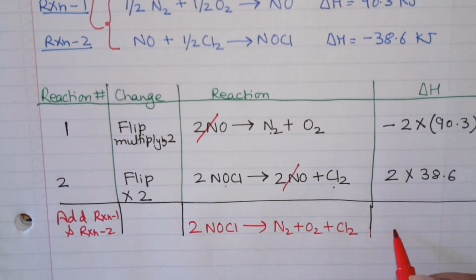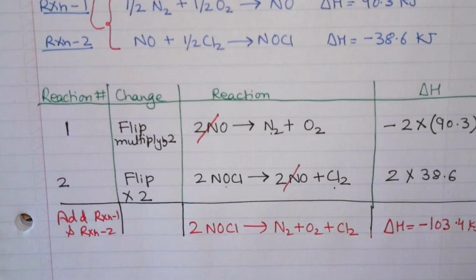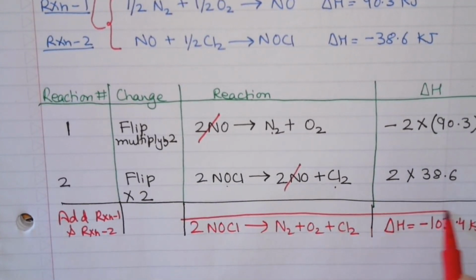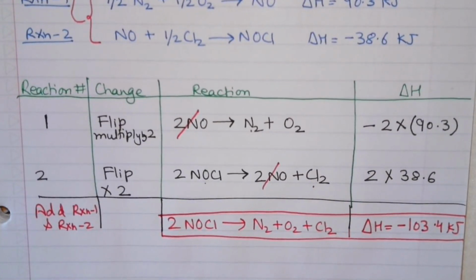And then when you solve for delta H it comes out to be negative 103.4 kilojoules. So this is our answer. Okay, hope that video was helpful.